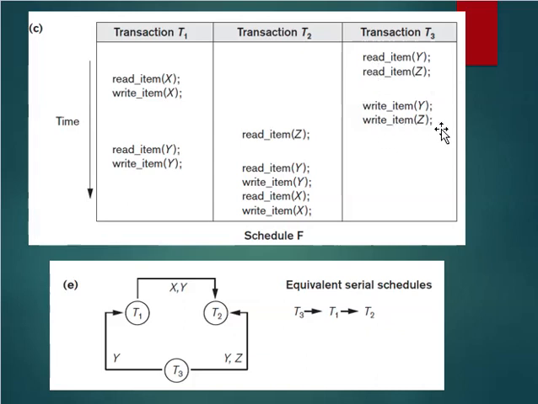Then the next is write item Z. Write item Z in T3 makes a conflict with T2, because there is a read item Z in T2. So you have to plot T3 to T2. The edge is already there, we just need to mark Z.